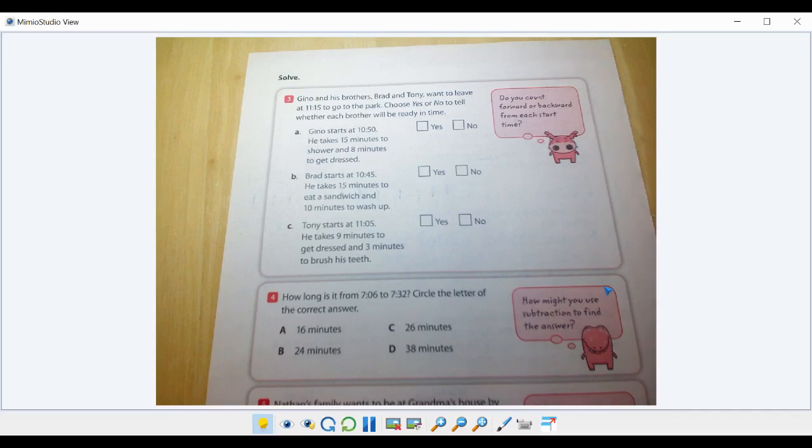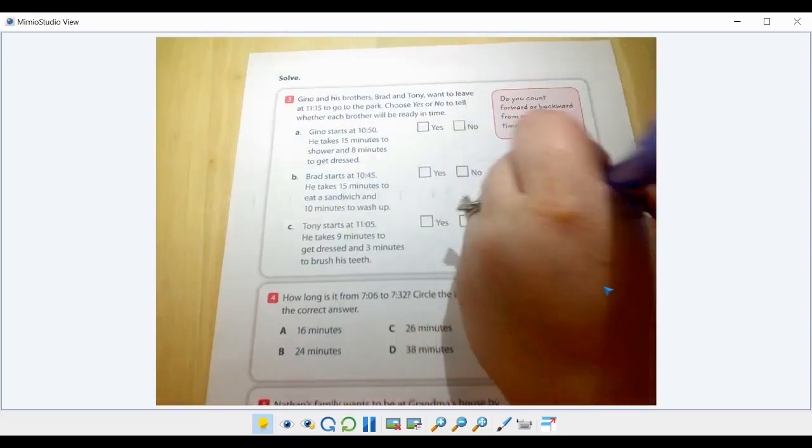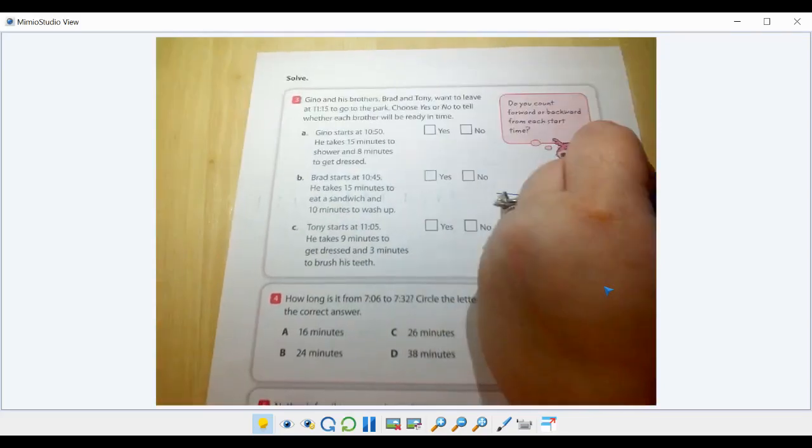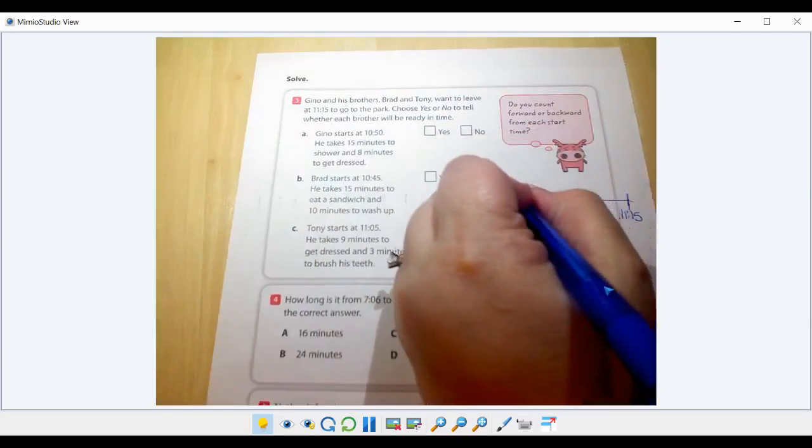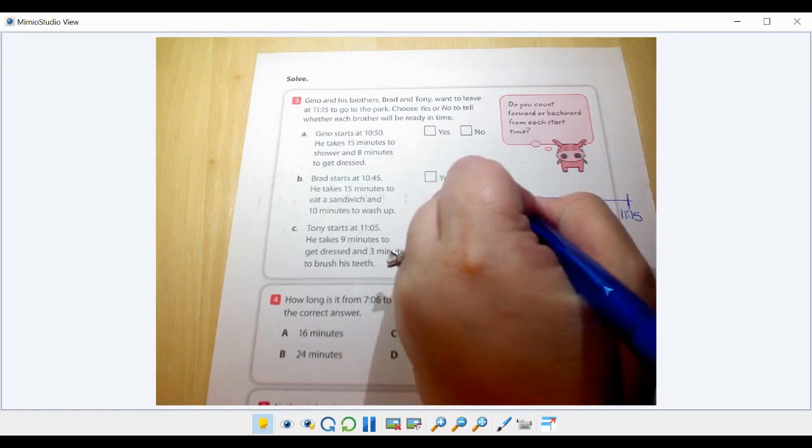Gino and his brothers, Brad and Tony, want to leave at 11:15 to go to the park. Choose yes or no to tell whether each brother will be ready on time. So they want to leave at 11:15. What time do they want to leave? 11:15. Okay. Gino starts at 10:50. All right, so we're going to just make a 10:50 over here.